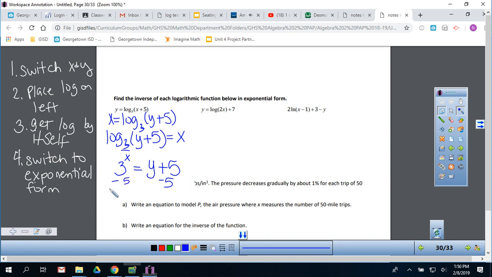So why do you get rid of the log? Because the inverse operation of exponential is log. So we're finding the inverse and we get to be in that other form. So you're basically just putting the x over. You're just rewriting it, yeah.